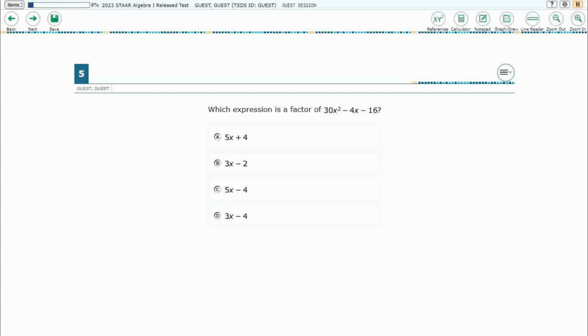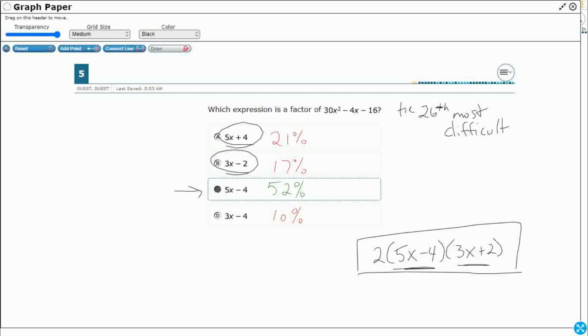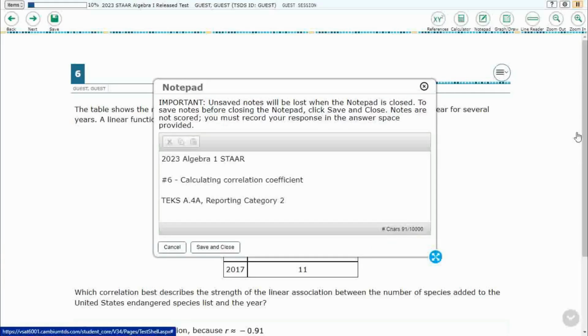Let's see how we did across the state of Texas. So this was tied for the 26th most difficult, so right in the middle of the pack. 52% of the students across the state chose the correct answer, C. So this, remember, was the correct way to factor this expression. And you'll notice that the two most incorrect answers were really close, right? The 5x plus 4 just had a sign change right there. 3x minus 2, another sign change. So students probably set this up correctly, got really close, and then just made a simple mistake to make those sign errors.